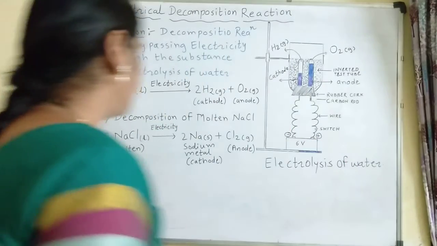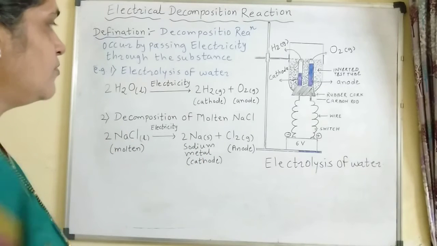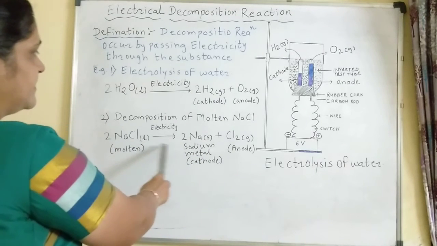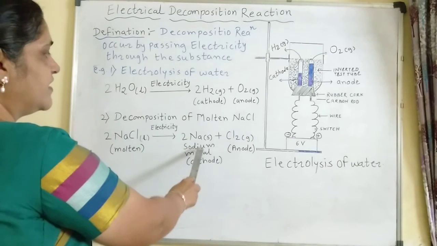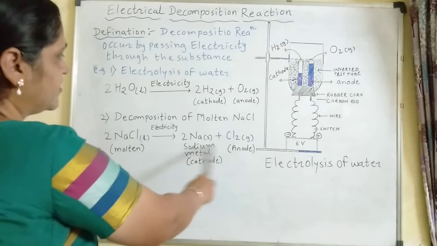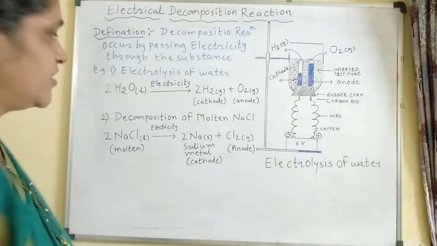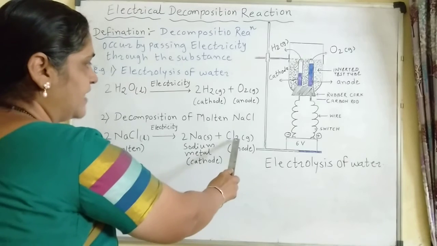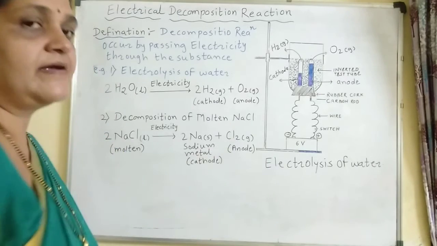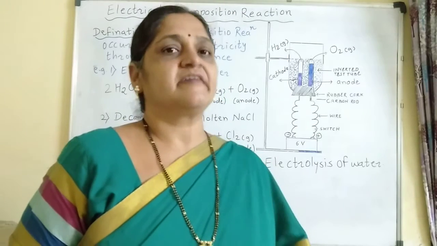In the next example, I have taken the decomposition of molten sodium chloride. Now when we pass electricity through molten sodium chloride, it will convert into sodium metal and chlorine gas. So the two products obtained are sodium metal and chlorine gas. Sodium metal is obtained at the cathode and chlorine gas is obtained at the anode. So this is another example of an electrolysis reaction.